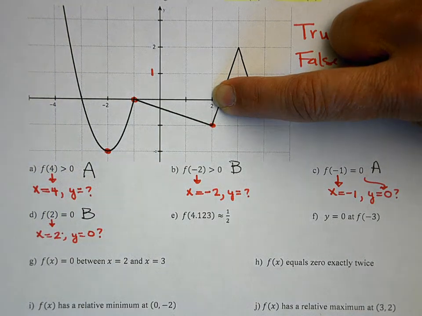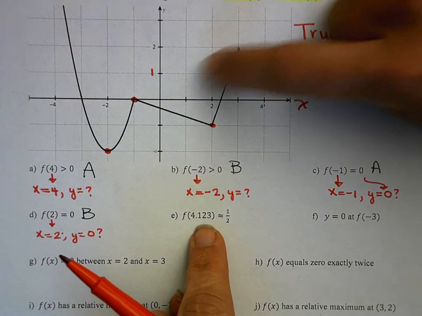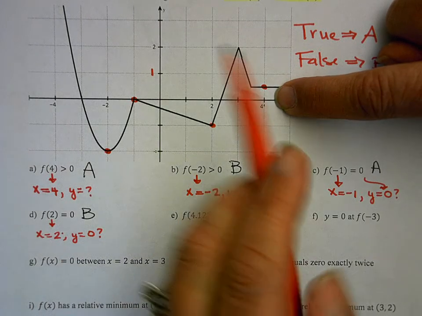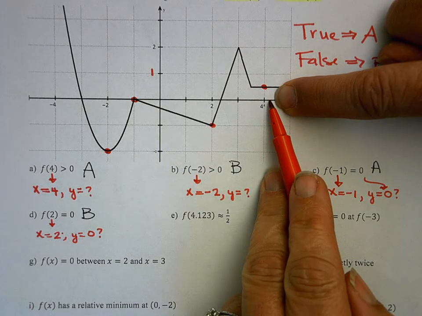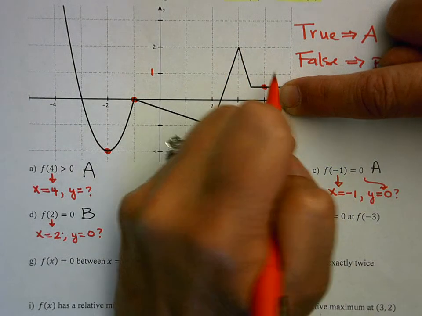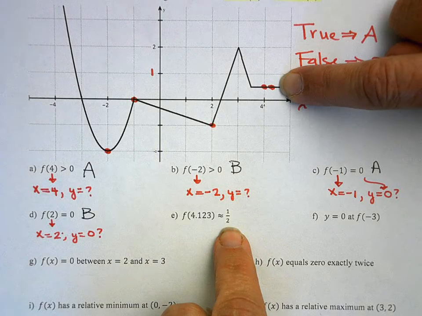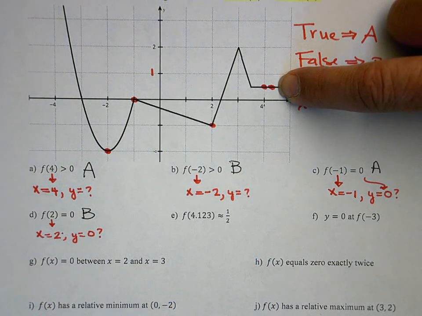Okay. And then 4.123, so that would be somewhere around here. And then when x is 4.123 and I go up to that corresponding y value, does that look like it's about 1/2? And sure, it looks like it's about 1/2 to me. So then I would say true, and I would use the letter A.